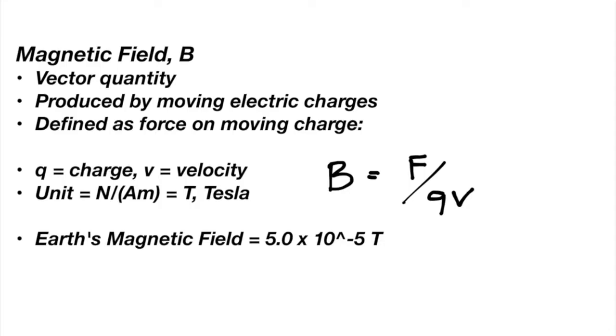So one magnetic field that you may encounter in a few problems is the magnetic field of the Earth, which has a value of 5 times 10 to the negative 5 T, for Tesla, which is the unit for magnetic field. So Earth produces its own magnetic field that is used for navigation and also shields us from solar wind, which is the stream of charged particles released from the upper atmosphere of the sun.